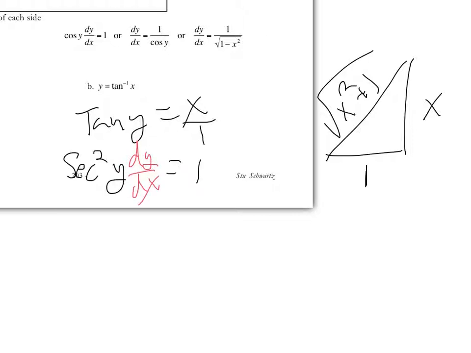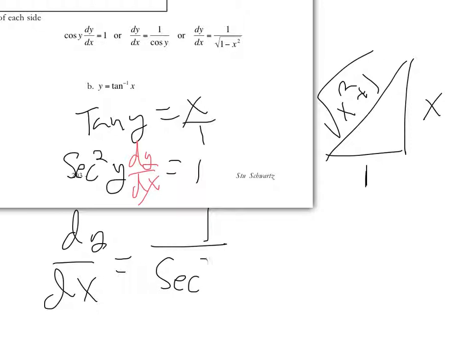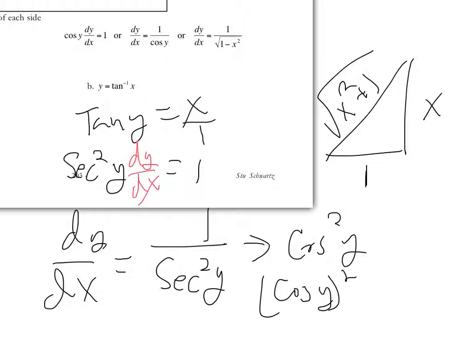That equals 1. So dy/dx equals 1 over the secant squared of y, which is the same as the cosine squared of y. So that's the cosine of the angle y squared. Well, the cosine of angle y is 1 over that square root mess. If we square it, the square root disappears. So the derivative of this is going to be 1 over x squared plus 1. No more square root.